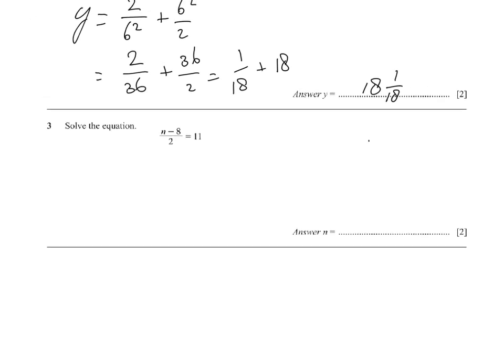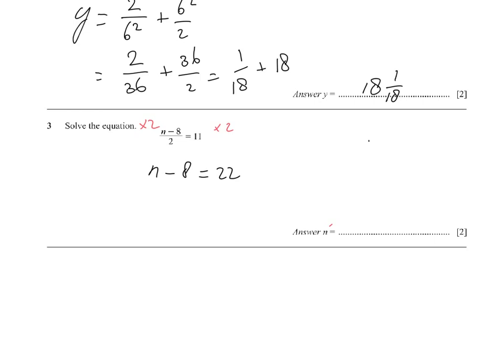Last question on this page. Solve the equation (n minus 8) over 2 equals 11. And what do you need to do to make n the subject? Well, first of all, we're going to get rid of that fraction. So I'm going to multiply both sides by 2. So I'm going to say n minus 8 equals 22.